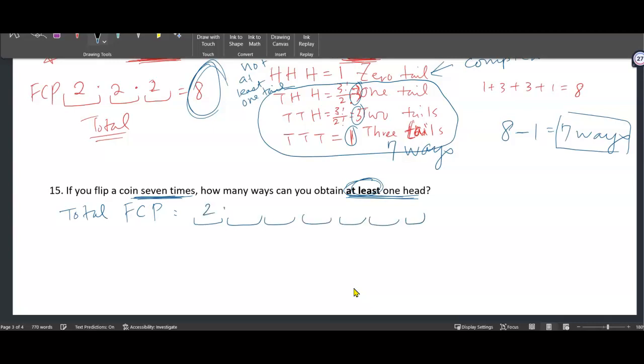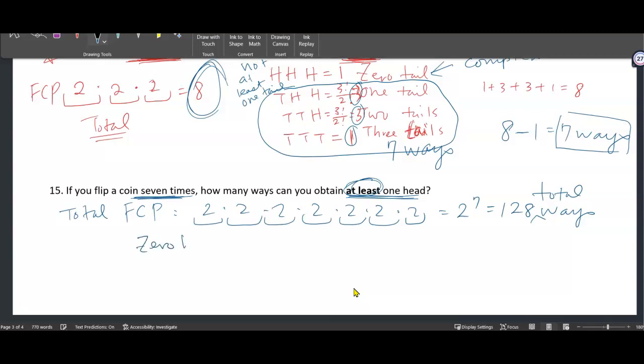So it's 2 times 2 times 2 times 2 times 2 times 2 times 2. And because you have 2 seven times, it's 2 to the 7, and that's 128 total number of ways. And again, this is total. Okay, this is total. And to get the specifics, we can get what?